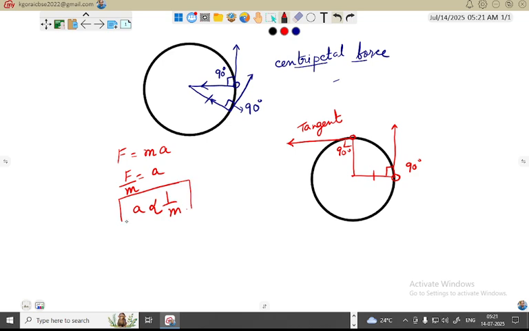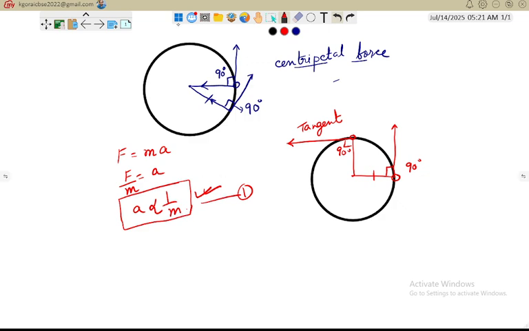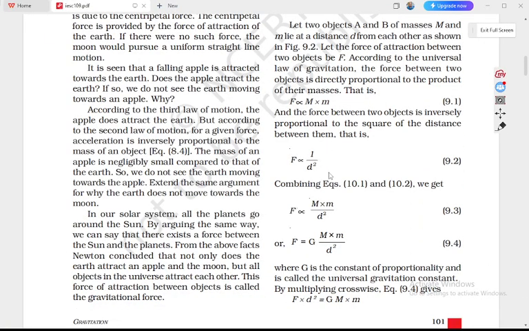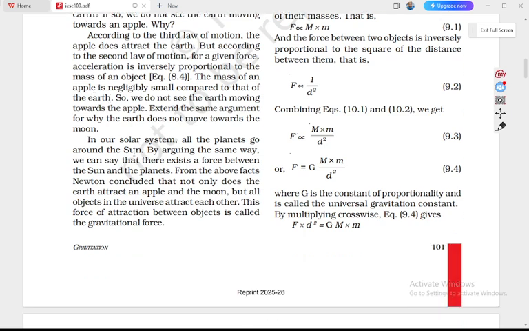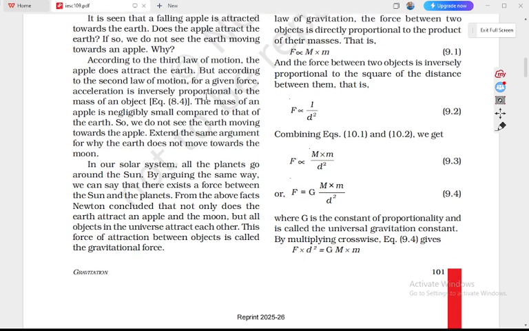Acceleration is inversely proportional to the mass of the object. To remember this equation, you can see that acceleration is inversely proportional to the mass of the object. According to the second law of motion, for a given force, acceleration is inversely proportional to the mass of an object. The mass of an apple is negligibly small compared to that of Earth, so we do not see the Earth moving towards the apple. Extend the same argument for why the Earth does not move towards the moon.